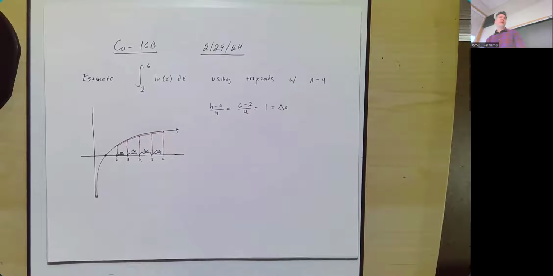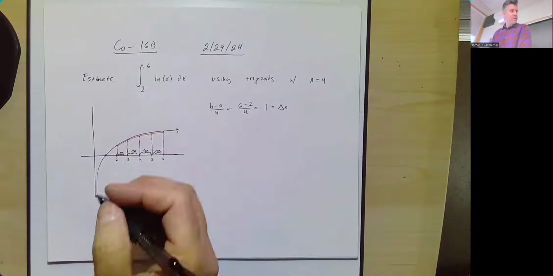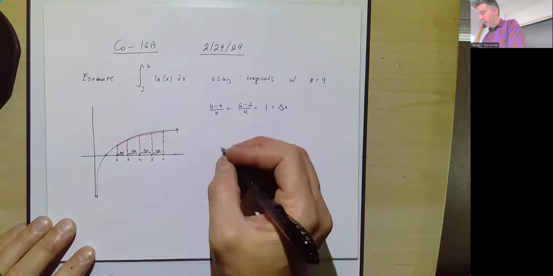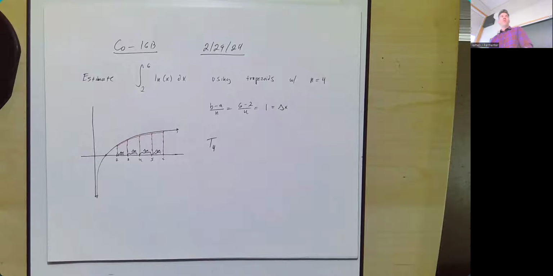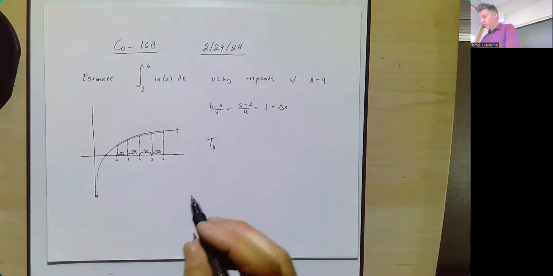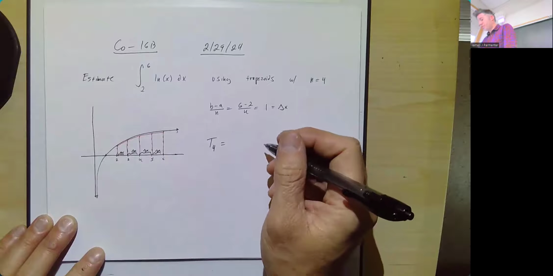Who remembers the formula for the area of a trapezoid? I mean, I do because I've done it 1,000 times, but I wouldn't normally. But it's not that bad. The formula for the area of a trapezoid is essentially the average of the heights times the base. So this first trapezoid, and let's write this. I would write this formula as T sub 4, T for trapezoid, 4 for the number of intervals.